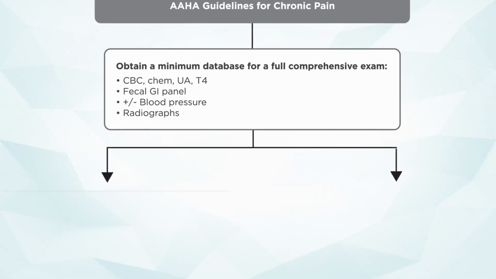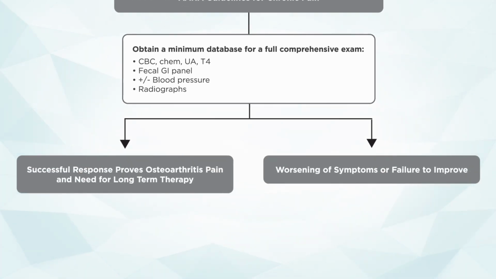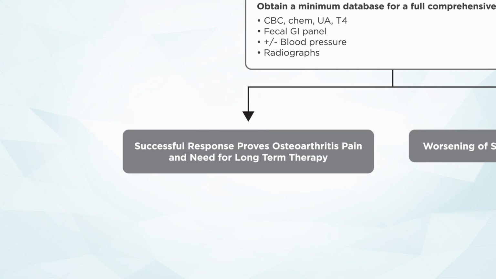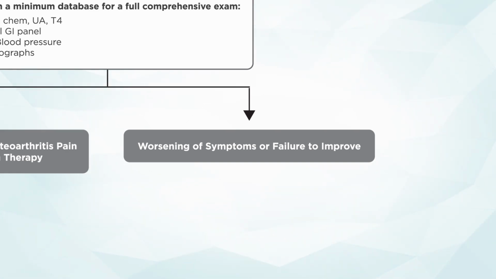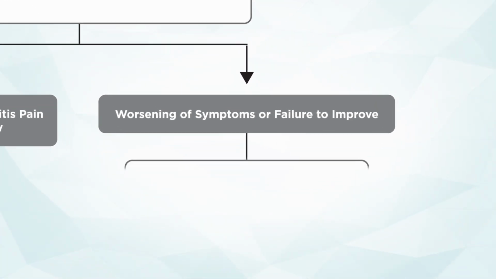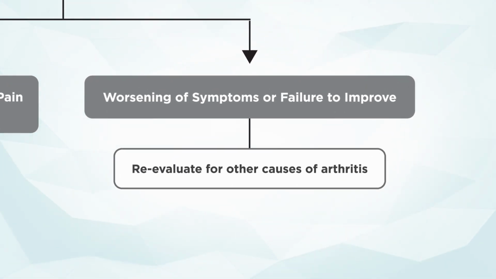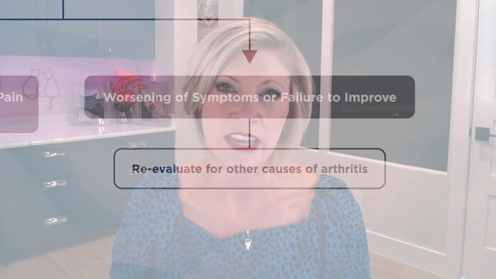Our pain trial is either going to show us our feline patients can improve and feel great and proves that they have osteoarthritis pain, or it may not improve all the way, or only improve some or not improve at all. And in those cases, we need to reevaluate for other causes of arthritis. Things like fungal, that happen in my area, or even bacterial or autoimmune. And all of those things could make our pain trial fail or not improve as well as expected.